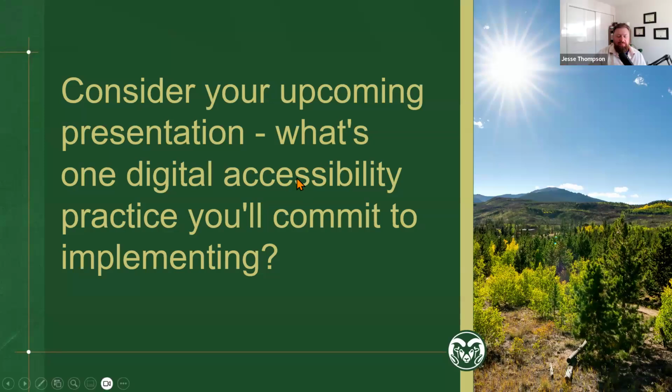So if you still have the time, consider the presentation that you're going to be doing coming up soon here, and think about if there's a particular accessibility practice for digital materials that you could implement.